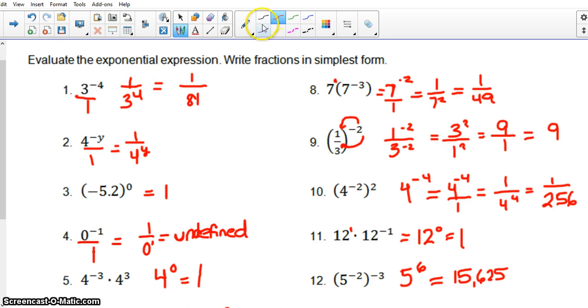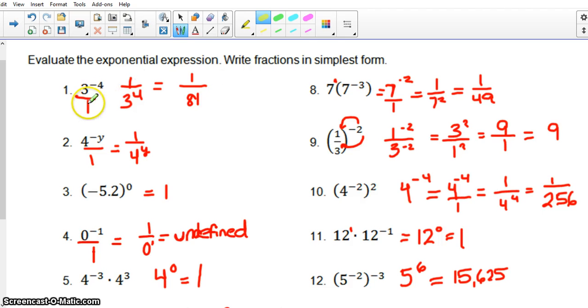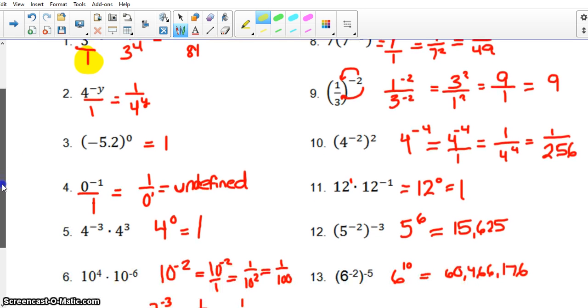With each one of these, if you have a negative exponent like we do in the first problem, since it is not a fraction, the first thing I did was create a fraction by putting it over 1. And we learned the way to fix it is if it's in the numerator, move it down. So this became 3 to the 4th power, and I did the reciprocal. And I know 3 to the 4th power is 81, so I leave the 1 up top, so it is 1 over 81.